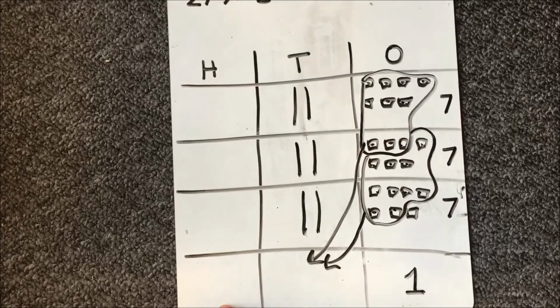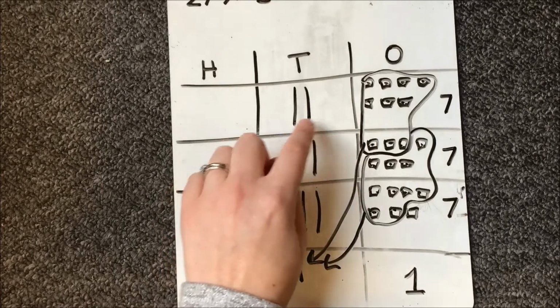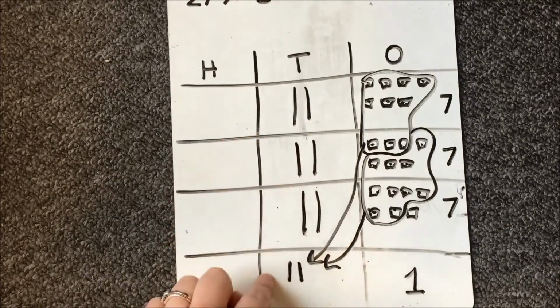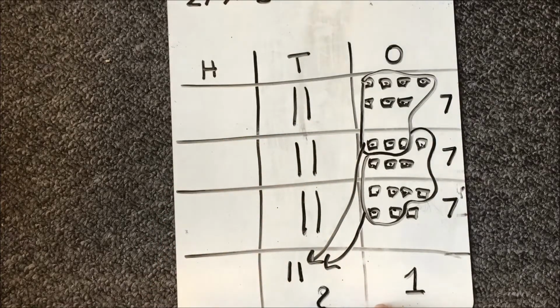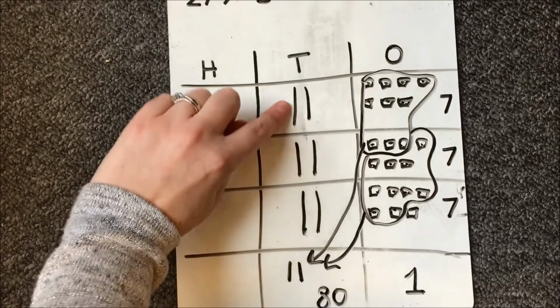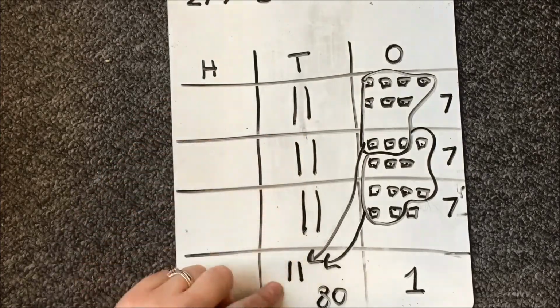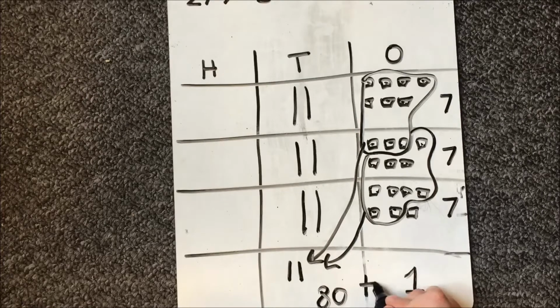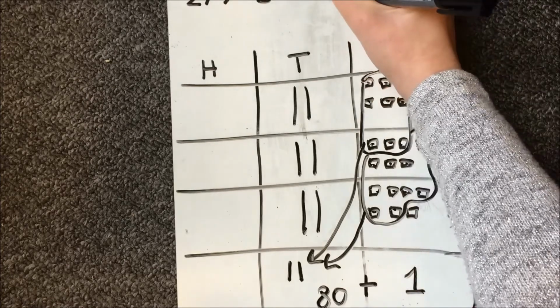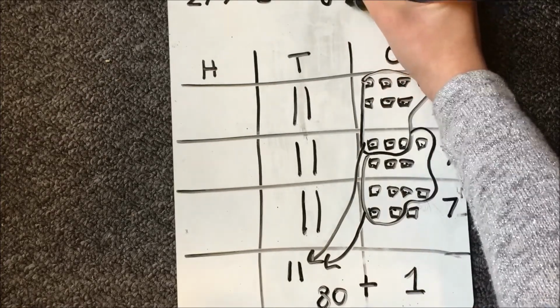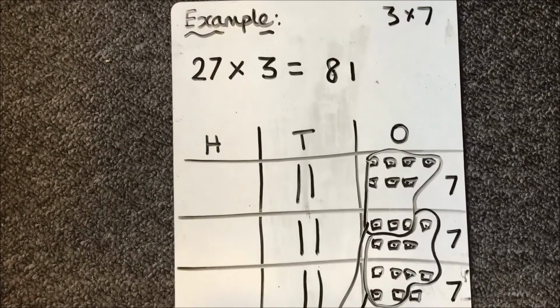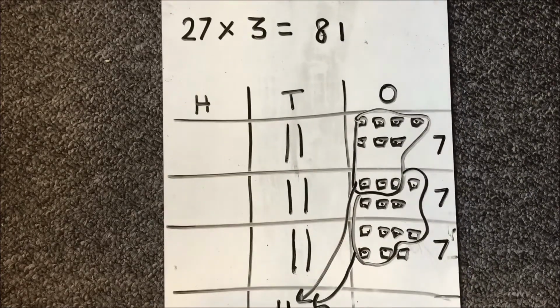So I'm going to move this a bit higher because they're going to get in the way of my adding. So now I've got 10, 20, 30, 40, 50, 60, 70, 80. Or I could have counted in 20s there. 20, 40, 60, 80. 80 add 1 is 81. So that's how we do it using our Dienes drawings.